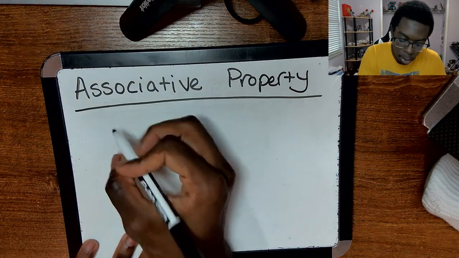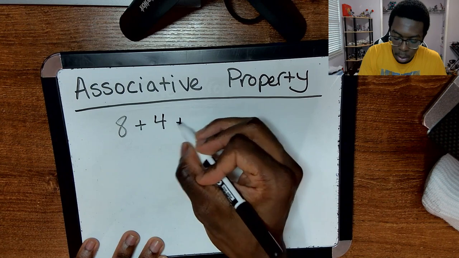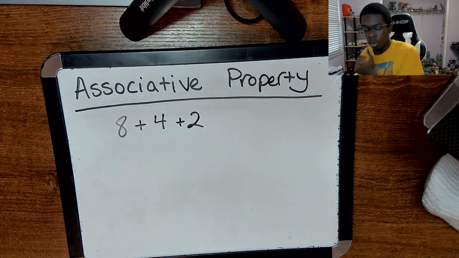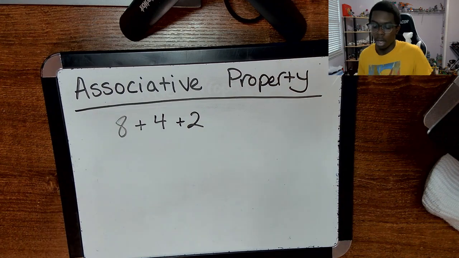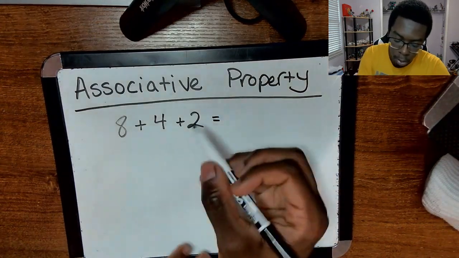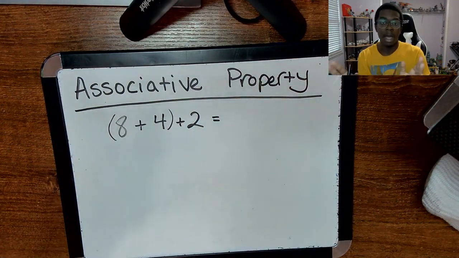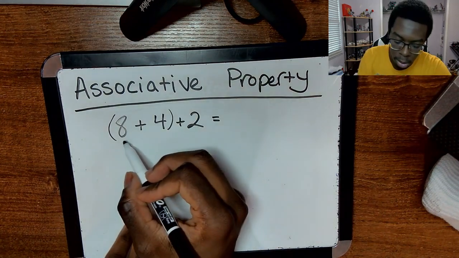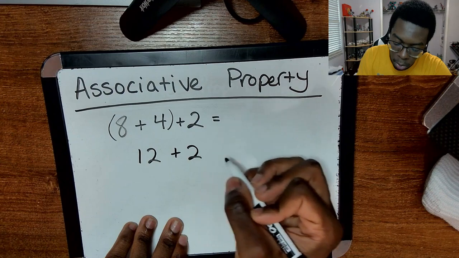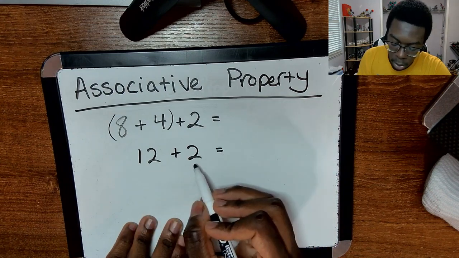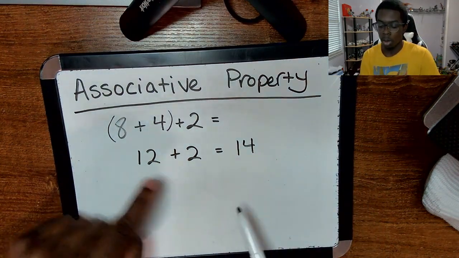So if we had the numbers 8 plus 4 plus 2, for instance, well, you could add this from left to right, right? So I'm going to do parentheses to show that I'm grouping these numbers together and I'm adding them first. So I'm doing 8 plus 4 first. So that gives me 12, and I still have plus 2. 12 plus 2 is equal to 14. So 8 plus 4 plus 2 is equal to 14.